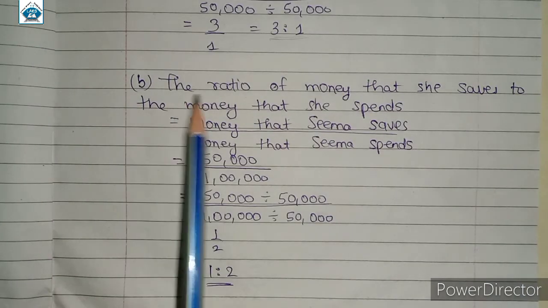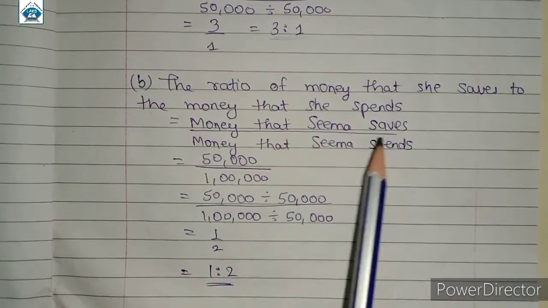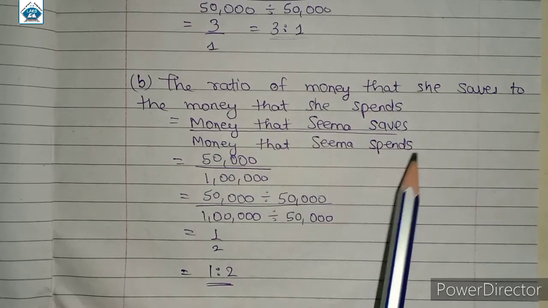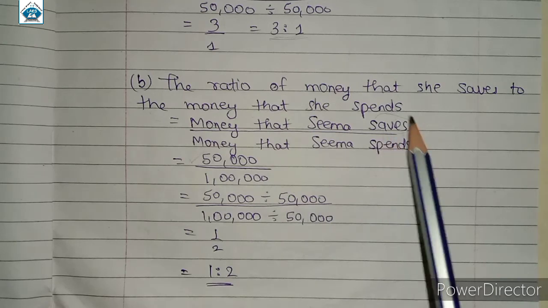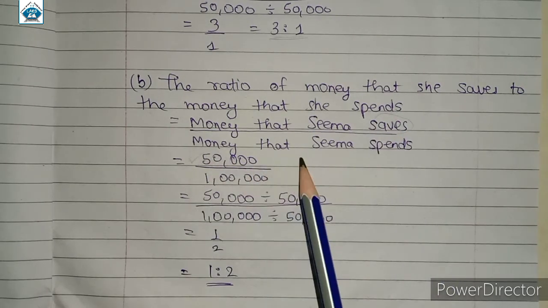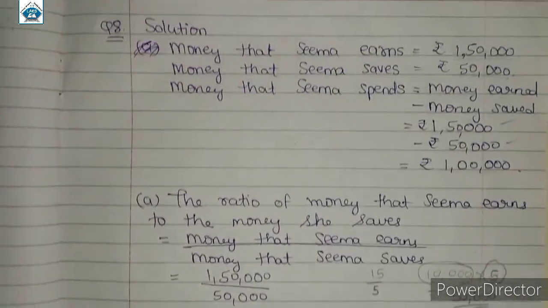In the next part we are asked the ratio of the money that she saves to the money that she spends. This is equal to money that Seema saves upon money that Seema spends, which we have already calculated, which is equal to 50,000 upon 1 lakh. The money that she saves is rupees 50,000 and the money Seema spends is equal to rupees 1 lakh. Here also the highest common factor is 50. So when you divide the numerator and the denominator with their HCF you get the required ratio, which is 1:2. So in this way you need to write the solution in your notebook.